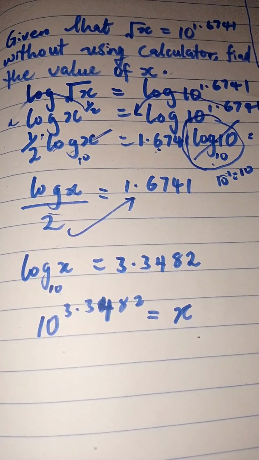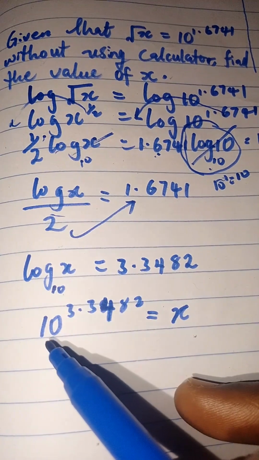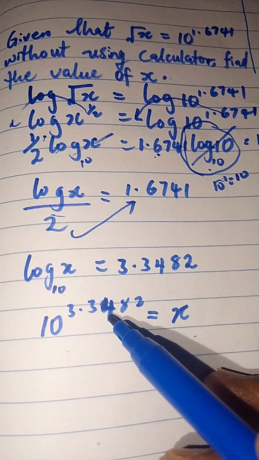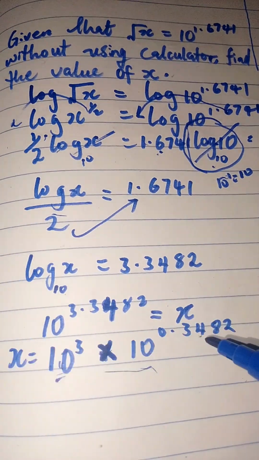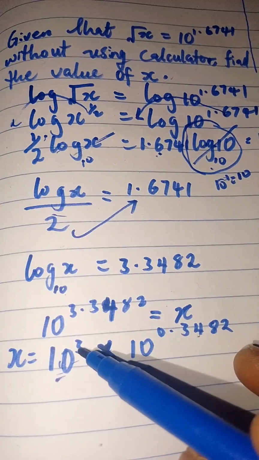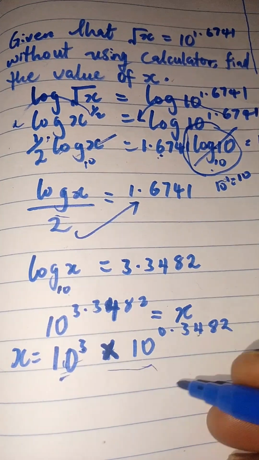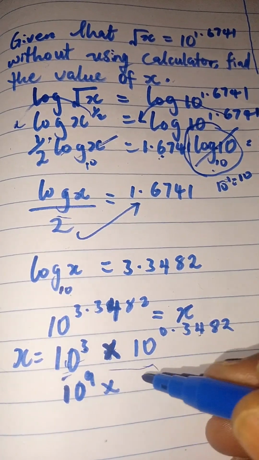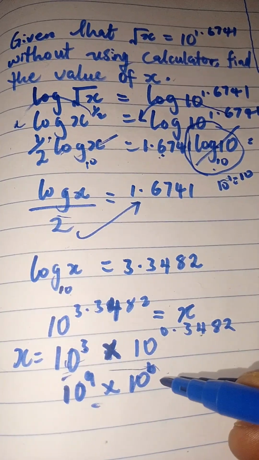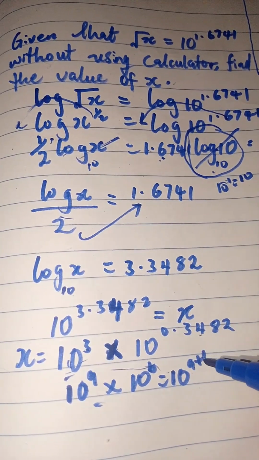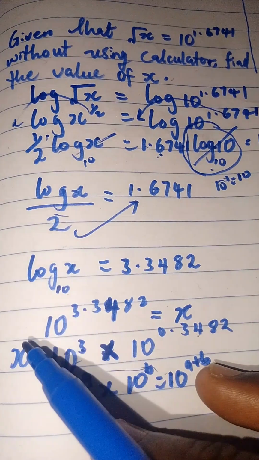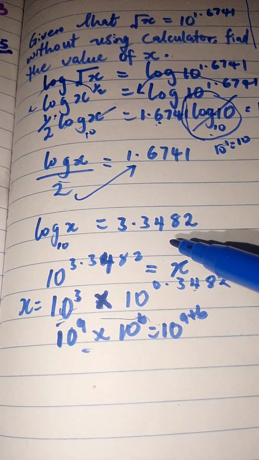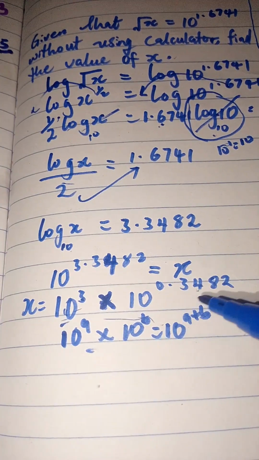To break it further, you can make this 10 raised to power 3 times 10 raised to power 0.3482, by the laws of indices. Remember, if you have 10 raised to power a times 10 raised to power b, it gives you 10 raised to the power a plus b. That's the principle we applied. So now to get this, we are going to do the antilog, the log inverse, of this.